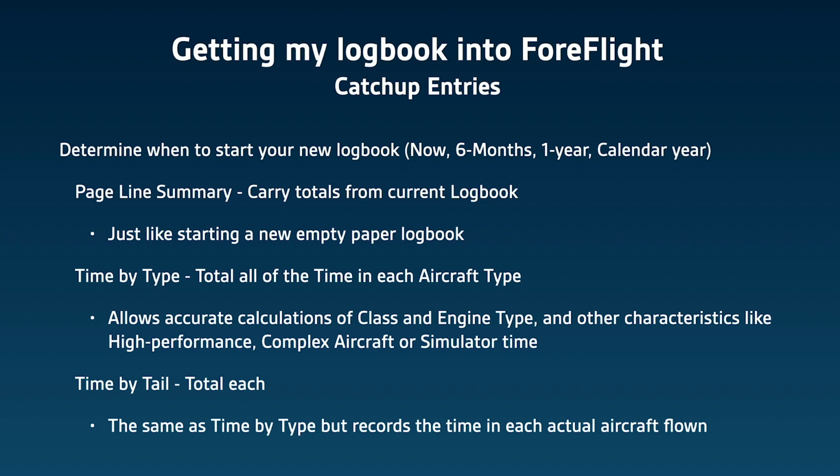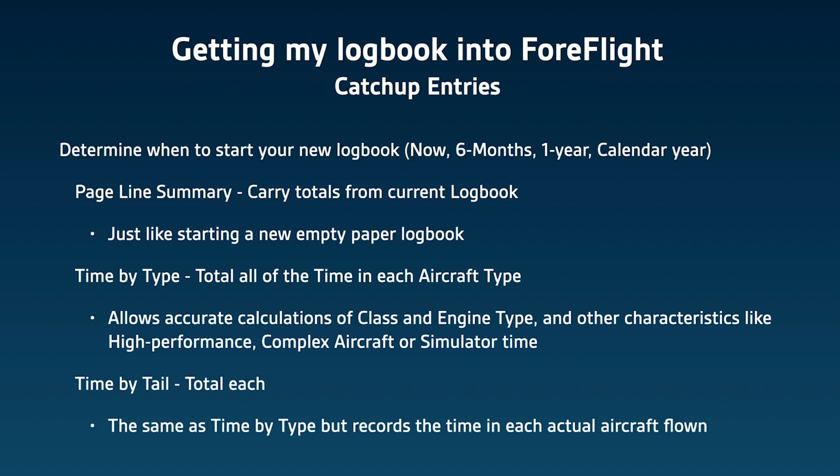The other way to do this is called time by type. Time by type is going to allow you to generate that experience report so that you'll be able to understand all of the hours that you have per type code. And that will permit the ability to use some of the more advanced features in the logbook in the reporting area. And very similar to time by type is time by tail.